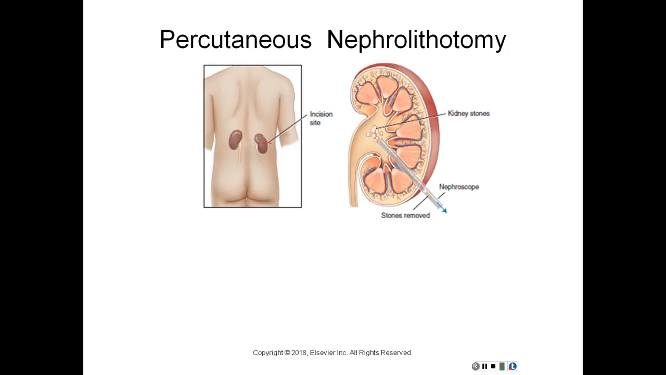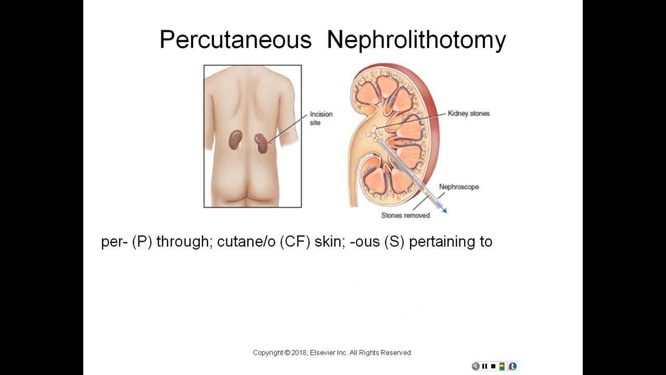Here's a percutaneous nephrolithotomy. So you can see the stones that they're trying to break up. So per is a prefix, means through. Cutano is a combining form meaning skin, and then the OUS is a suffix meaning pertaining to. So there it is analyzed for you, pertaining to through the skin.